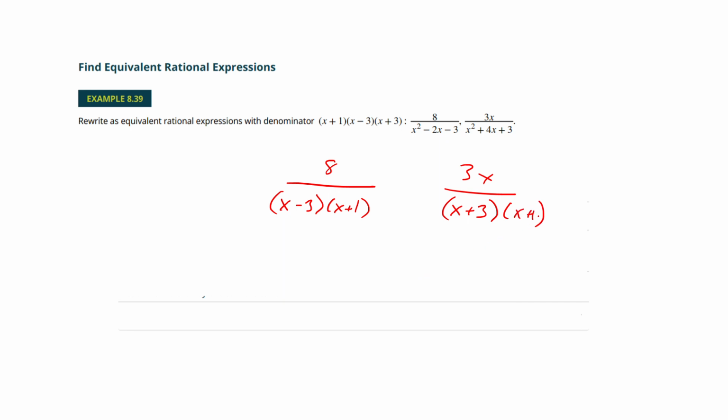Okay, they both, that's supposed to be an x plus 1. That's hard to read. x plus 1. Okay, so they both have the x plus 1. So this side needs the x plus 3.